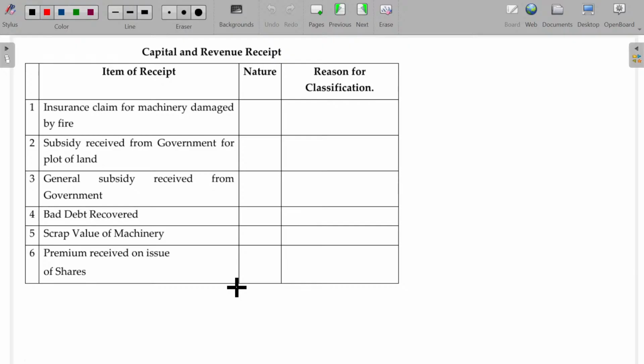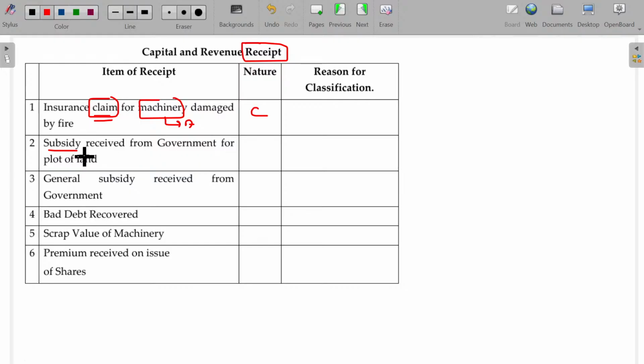Now, we'll move on to the next one. Classify this now into capital and revenue receipts. Capital and revenue receipts. Insurance claim for machinery damage. Why do you get the claim? For machinery. Machinery is an asset. Amount recovered because of any asset, then it is capital receipts.